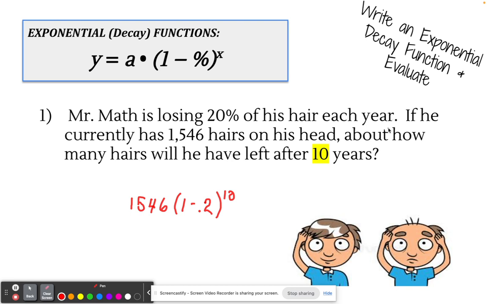Remember, we always have to verify that we're talking years and years so that we don't accidentally make an error in our times. This is a 10, by the way. It looks a lot like a weird number. So 1 minus 0.2 is 0.8. Raise that to the 10th power, and then multiply that by 1,546. And it says he will have approximately 166 hairs left after 10 years. That is not very many.